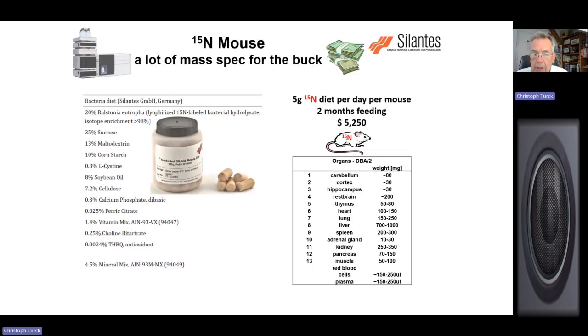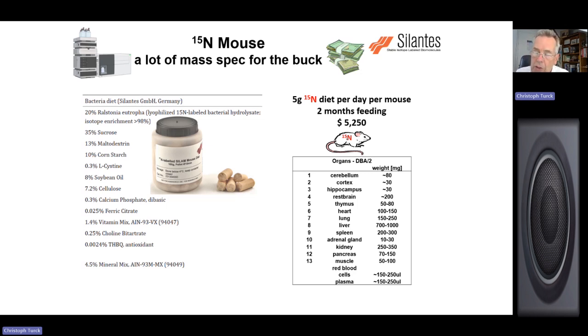Okay, I'm going to wrap up now and want to drive home one thing. This again shows you the ingredients of the Silantes SILAM feed. And a lot of people are critical about this method, and one reason is that they say, well, this is very expensive. And yes, the food is not cheap, but you should look at the numbers here.